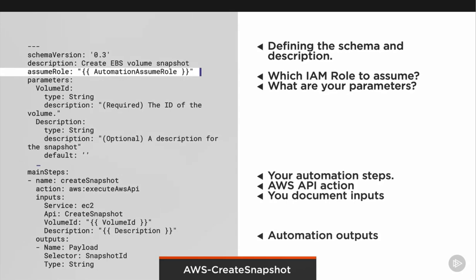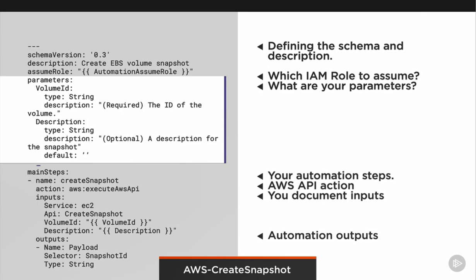So which IAM role do we want to assume for this task in order to perform our actions? So for this one, since we're creating an EBS volume snapshot, we might want to go ahead and assume this role that has capabilities for performing those snapshot API calls. The next thing we have is our parameters. So we can set parameters like volume ID here, and then we can reference those parameters later on in our steps so that we can perform actions using their values.